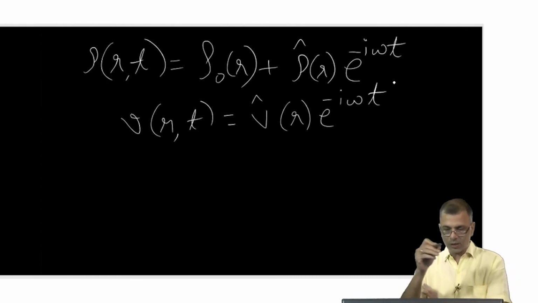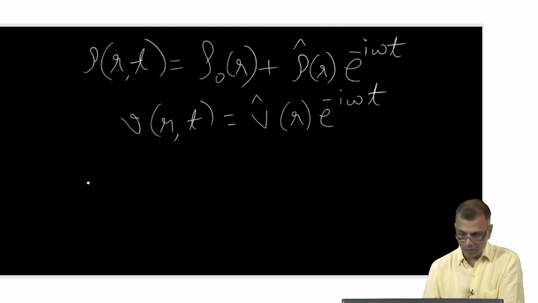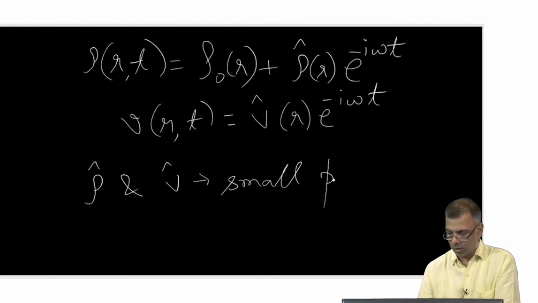So, what is the deal here? You have a background density and you have a perturbation. So, rho naught, this and this are small perturbations.